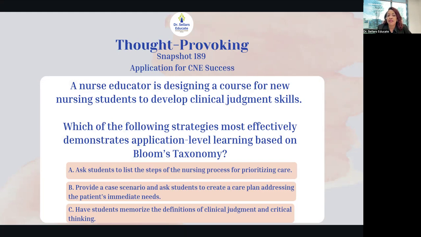And then C, having students memorize, ding, ding, ding. Hopefully that was a key word that you automatically identified, and knowing that memorization, as I mentioned, is at that lowest level of the cognitive learning domain. And when you look at B, providing a case scenario, right, where students are going to be able to pull from their knowledge and apply it through developing that care plan. Okay, so hopefully the rationale makes sense for you all.